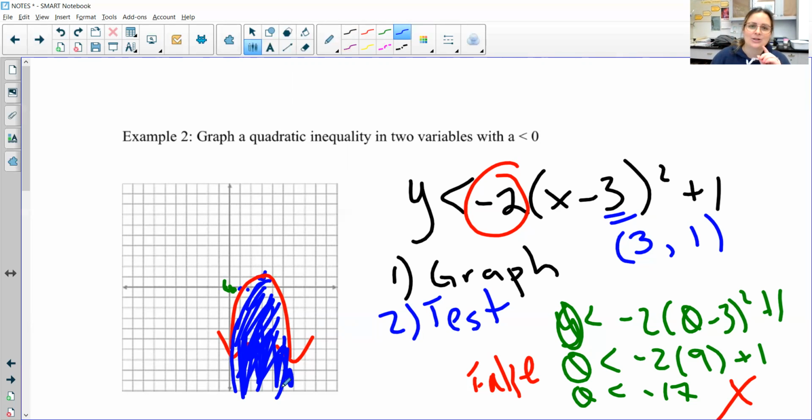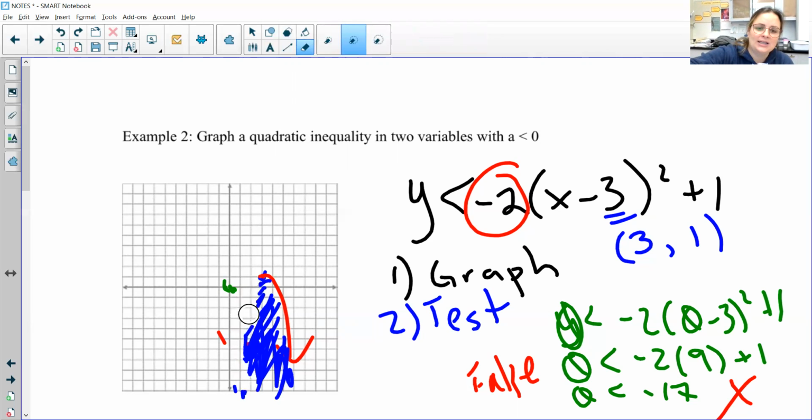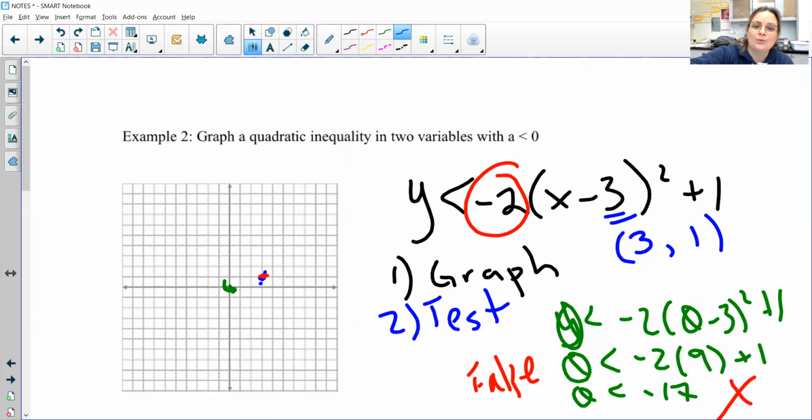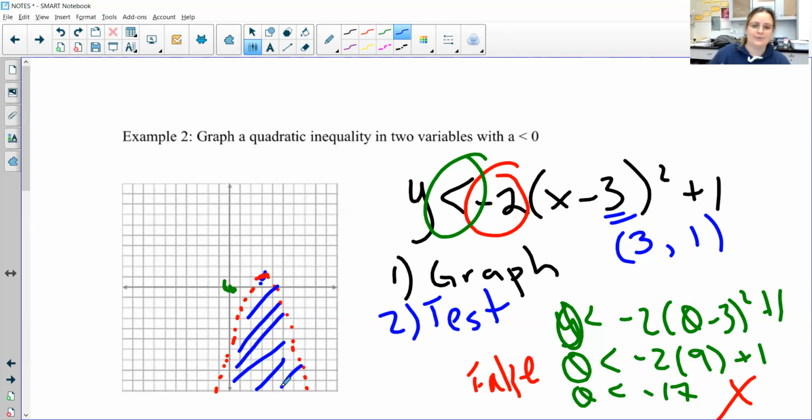And I made a mistake when I drew that line to begin with, and hopefully someone caught it, is that I drew a solid line. Should it be a solid line? The answer is no, because this is not equal to. So what I should have done is a dotted line for my boundary parabola. And then of course we can shade inside. Solutions in there, okay? And that is our solution area.